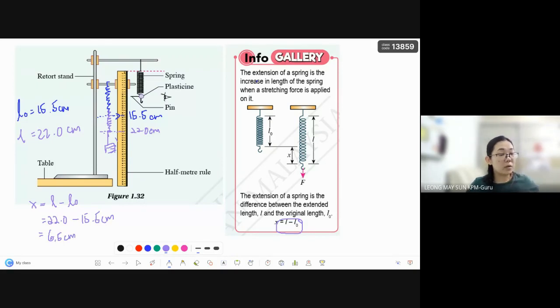All right. So the most important thing, because when we plot a graph of Hooke's law, it's actually force against extension. All right. So the extension is the one that is important. It doesn't really matter if we don't start from the zero of the meter ruler.